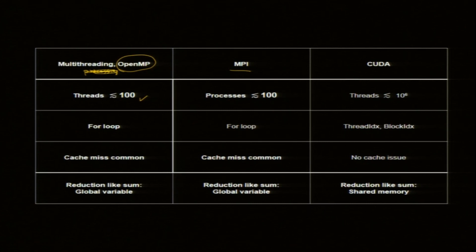MPI, the number of processes within a node is less than 100. Within a node there are 2 processors, and each processor may have 32 cores or 64 cores. So, the number of processes will be around 100 maximum. If you have 2 Rome processors, then it is going to be 128. But CUDA can have how many threads? It would be 10 power 6, 10 power 8. So, you can create a huge number of threads, also 10 power 8 is possible.